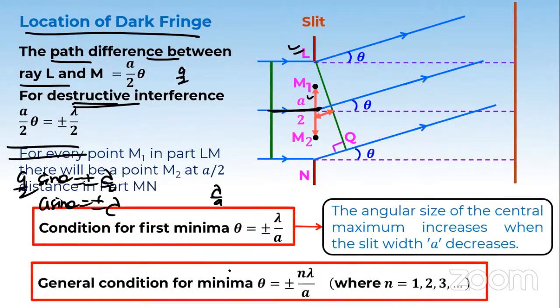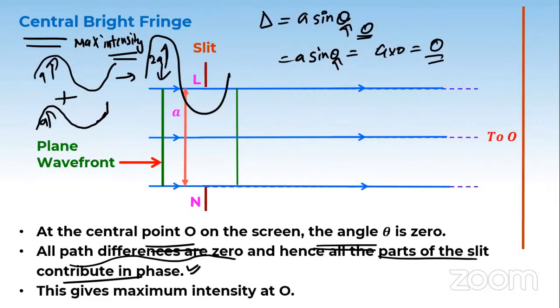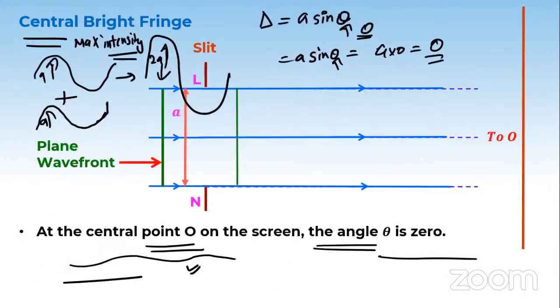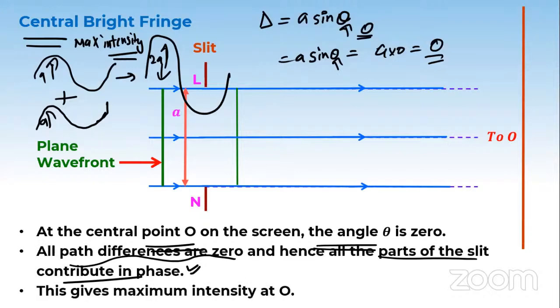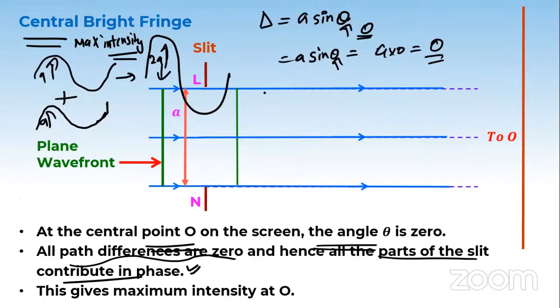Let me show you here. This is the condition for minima, n plus minus n lambda by A. And what is the condition for maxima, if you focus there? Maxima condition is... it's just A sin theta there. They haven't given the condition, the phase difference to be angle theta. Central maxima will be 0, and sine 0, it will be the central maxima.